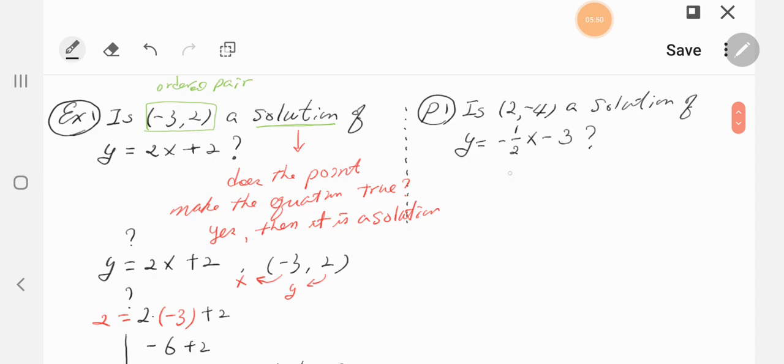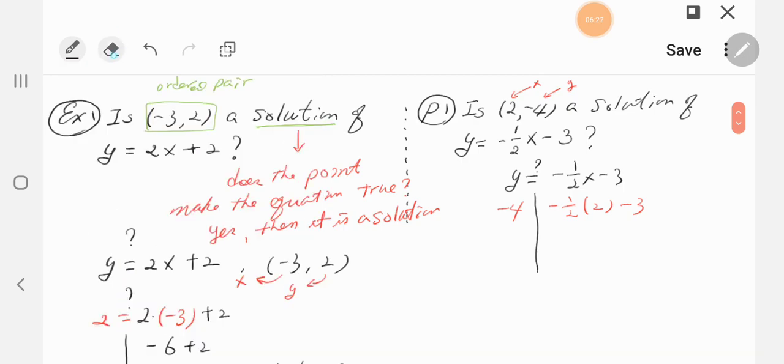Let's do the same thing. We will check whether the equation is true by substituting the x value and y value for x and y. So 2 is the x value, right? And then negative 4 is the y value. So y is negative 4, minus 1 over 2 times what is x? X is 2. And then let's check whether the left side and the right side are equal.